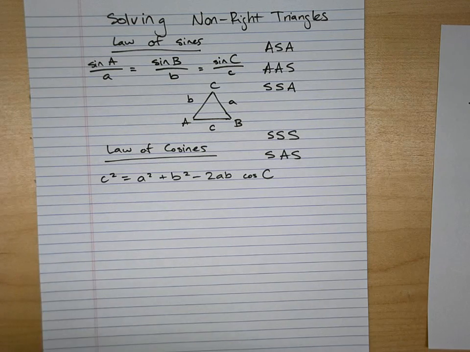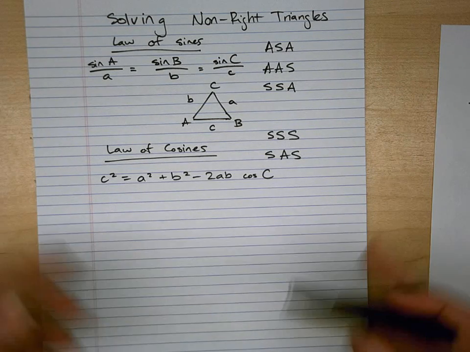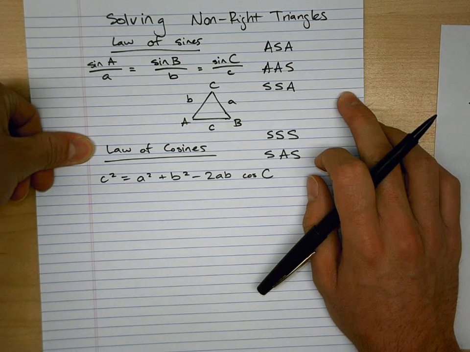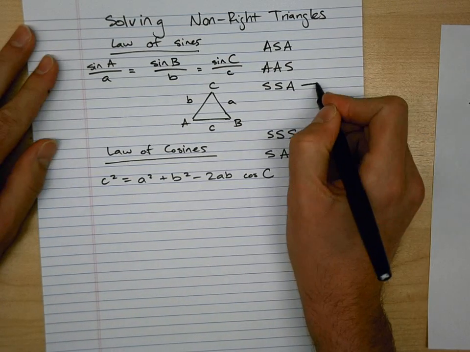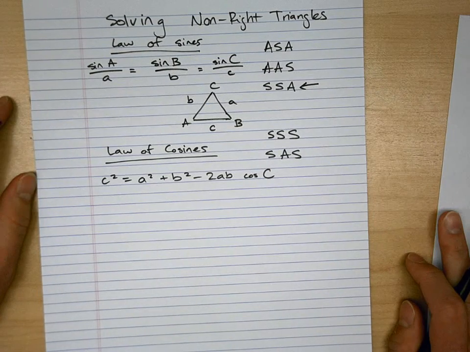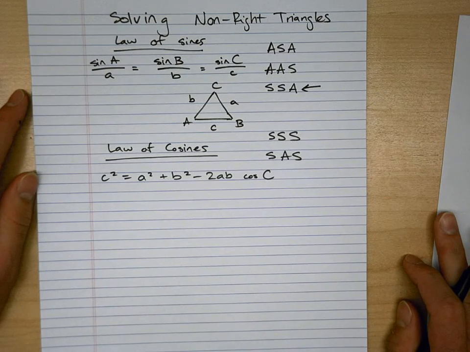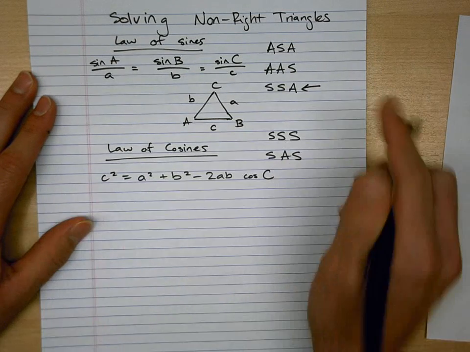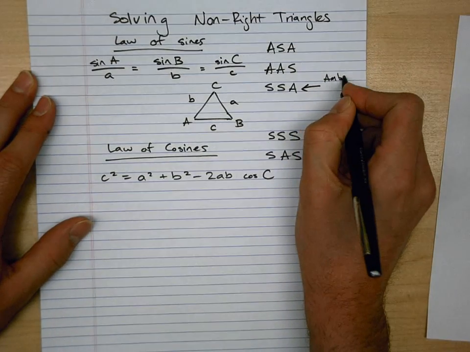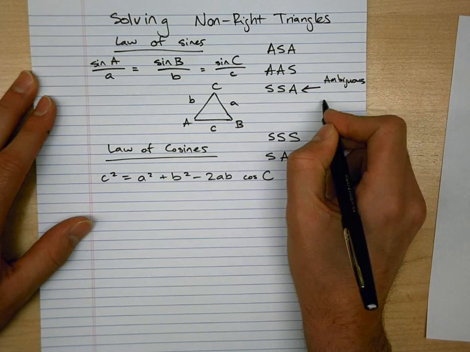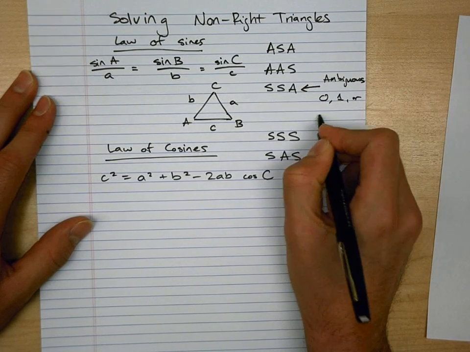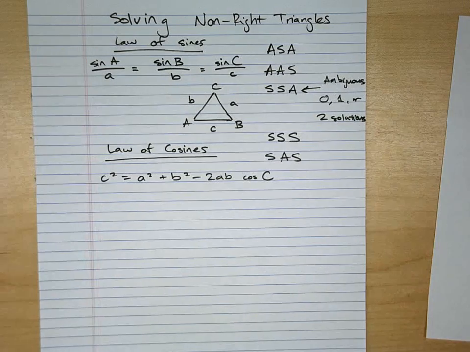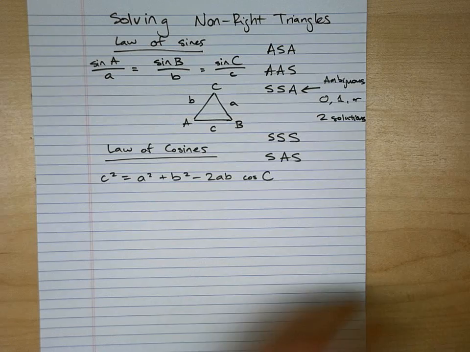So I'm making this video to highlight 2 different things that I didn't cover in class, which is how to solve using the law of cosines and how to solve this ambiguous case, the side-side-angle case. In all of the other cases, we're always going to have exactly 1 solution, but this one could have either 0, 1, or 2 solutions, depending on what our information is. So let's go ahead and talk about that.